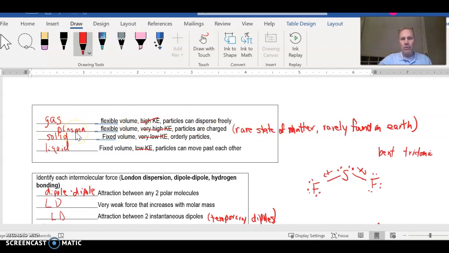There's one state of matter that we really have not talked about in this class. It's actually a very common state of matter in the universe, but there's very little of it here on Earth. That is plasma. It's essentially kind of like a gas, but the particles are charged. The only place you'd ever see this on Earth is in the middle of a lightning strike, but in stars it is very common. Where you've got a fixed volume and very orderly particles, and the particles are touching each other, that's a solid. And where the particles can move past each other, that's a liquid.